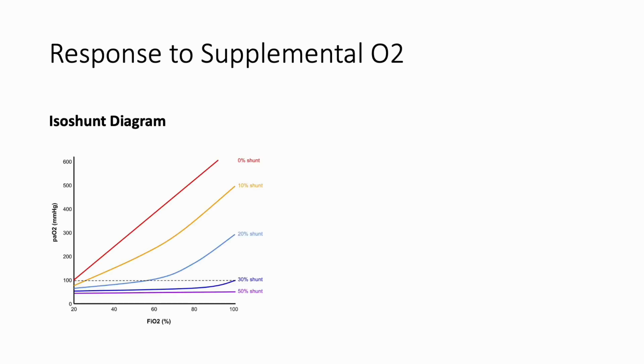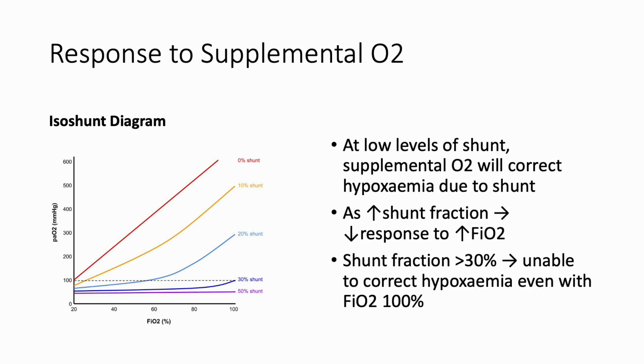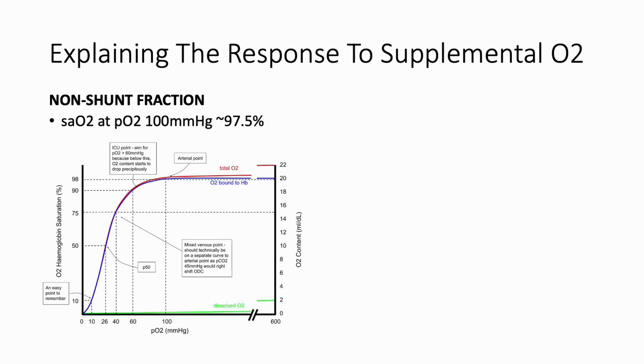In the exam, you should be able to reproduce the iso-shunt diagram and explain why at low levels of shunt, the hypoxaemia will correct by giving supplemental oxygen, but as the shunt fraction increases, there's less and less of a response, such that once the shunt fraction exceeds 30%, we are no longer able to correct the hypoxaemia even giving 100% oxygen. To understand this pattern of response to giving supplemental oxygen, we need to look at the effects on both the non-shunt fraction and the shunt fraction.